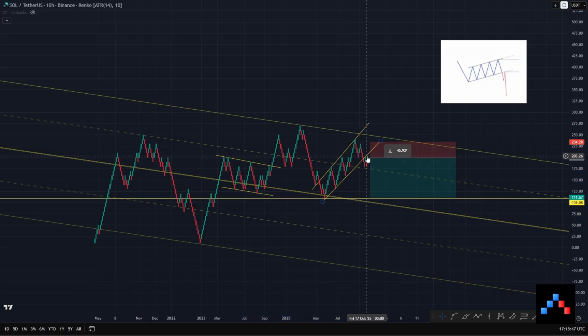Let's have a look at some indicators and see what the story is here, and how we can find more confluence for this breakdown of the ascending channel.